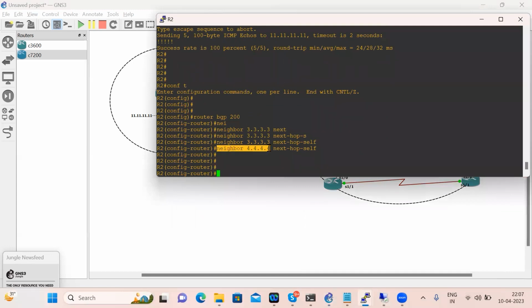Whenever sending information to 4.4.4 or 3.3.3, always use your IP address as the next hop IP address. So router 2 is saying to its neighbors like 3.3 that whenever router 3.3 is sending any information out, use its own IP address as next hop. Basically, in this statement on router 2, we have added two neighbor statements, one for neighbor 3.3.3 and another for 4.4.4.